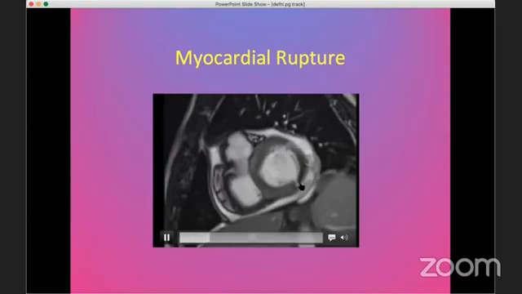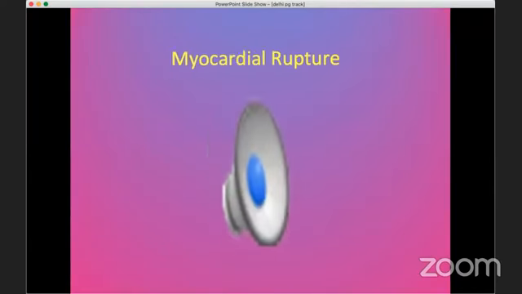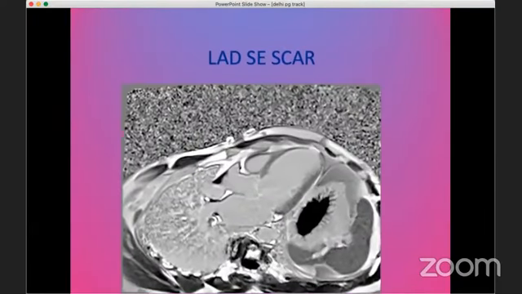This is a perforation, a myocardial perforation with a rapidly increasing pericardial effusion, and this patient was taken up for urgent surgery and a pericardial patch was applied. So MR is a very good tool to assess some of the complications of coronary artery disease as well.